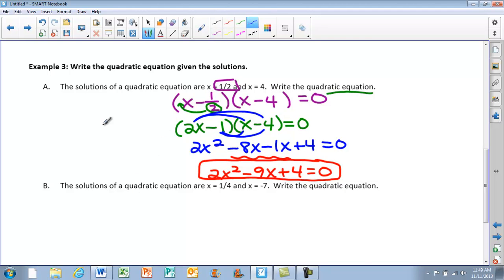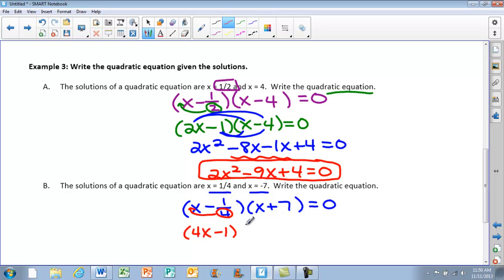If we look at part B of example 3, our solutions are 1/4 and negative 7. So go ahead, start by setting up your parentheses and set your equation equal to 0. X is my variable. I have a positive 1/4, so I'm going to subtract 1/4. I have a negative 7, so I'm going to add 7. Remember that shortcut? 4 is in the denominator, so that's going to move to the front of my first term. So I have 4x minus 1 times x plus 7 equals 0. And now I'm going to go ahead and FOIL it out.